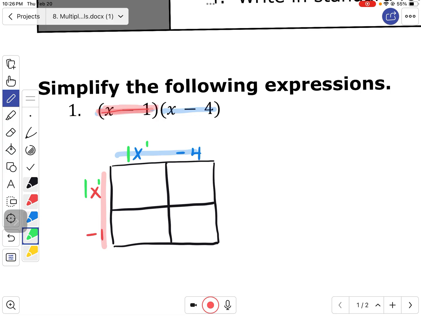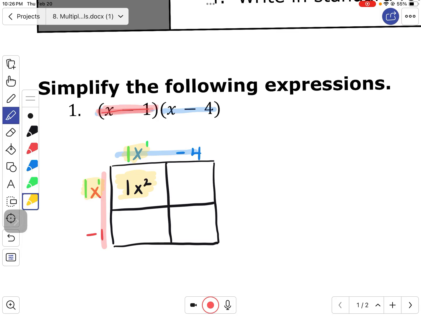Okay, so if I'm looking at this box right here, I'm going to multiply this 1x squared, or 1x to the first, and this 1x to the first. So my big numbers, 1 times 1 is 1. And then I'm going to count up my x's. I have x to the first and x to the first. That's going to give me x to the second.